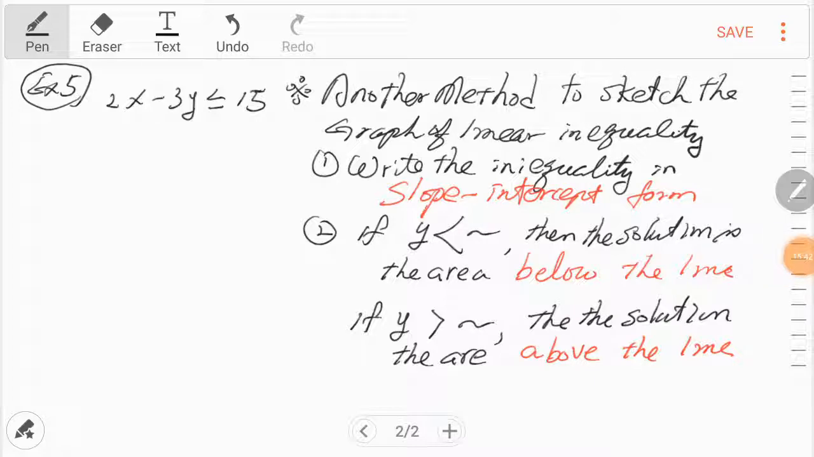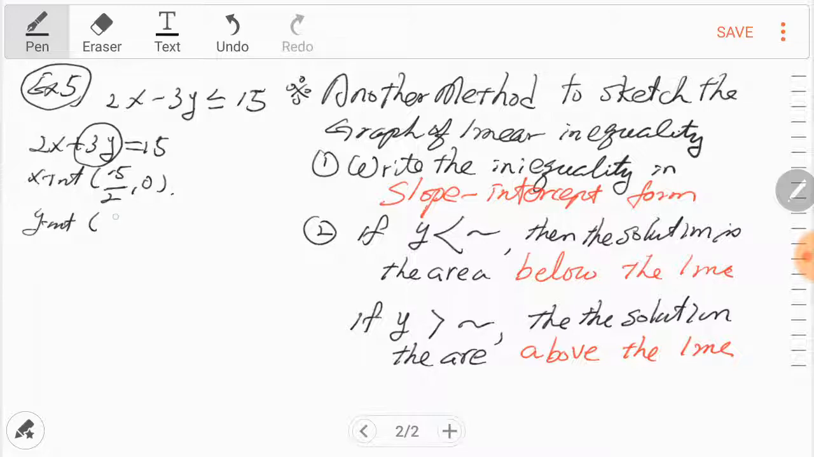Okay, in this example, we will try to find the solution of the linear inequality by another method. First we have to draw a straight line. So let's find the x-intercept and y-intercept. From the equation, for the x-intercept, set the y value to 0, then x equals 15 over 2. And for the y-intercept, when x equals 0, we find the y value. 2x equals 0, then y equals 15 over 3, which is 5. Then you can graph this one.